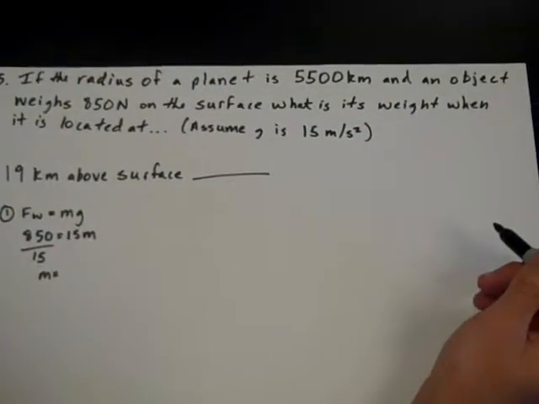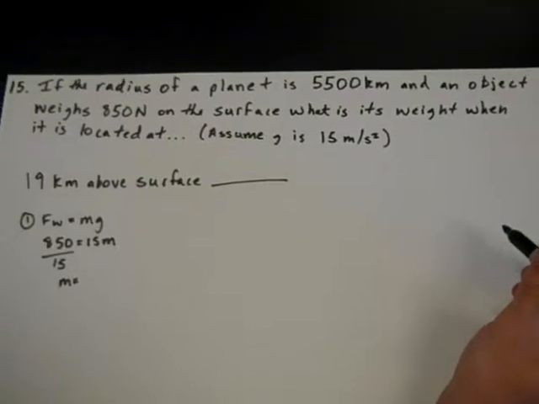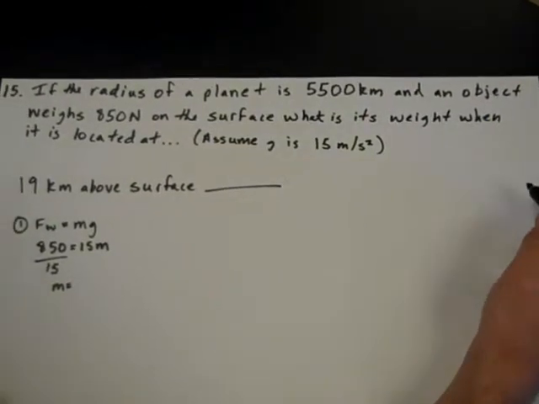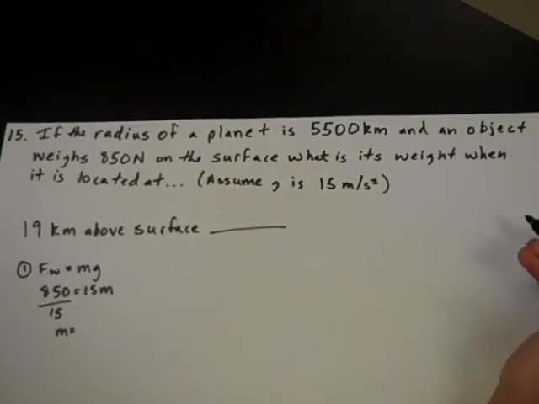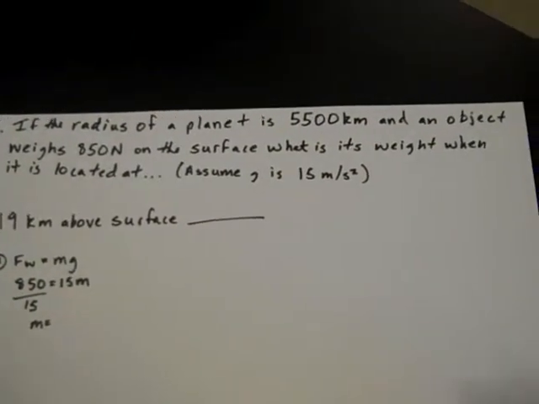Alright, we're doing a gravitation problem again. If the radius of a planet is 5,500 kilometers and an object weighs 850 newtons on the surface, what is its weight when it is located at 19 kilometers above the surface?